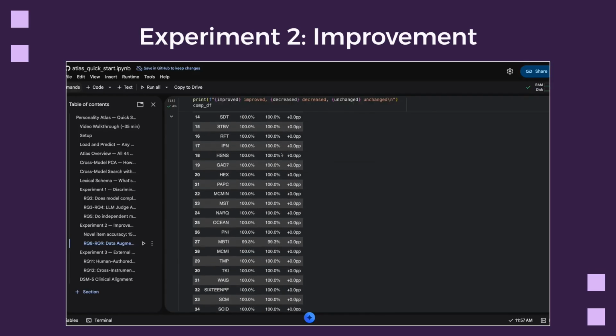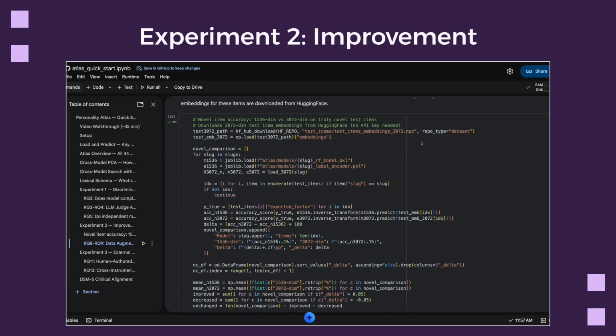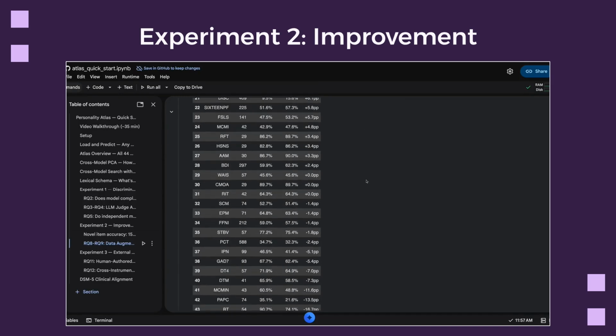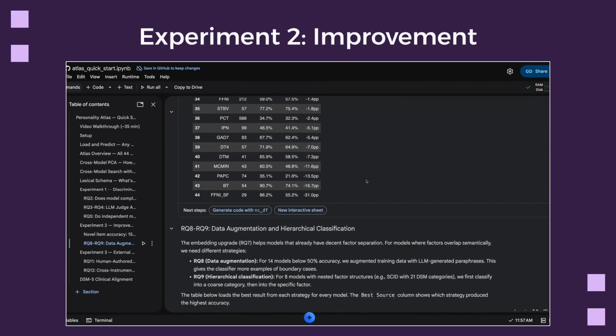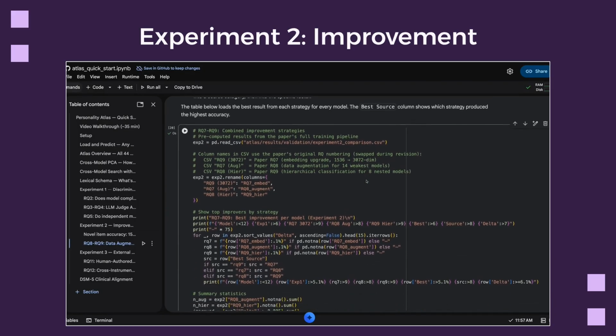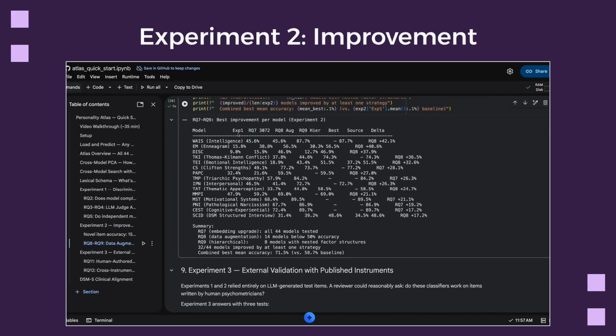RQ8. Does data augmentation help the weakest models? For the 14 models below 50% accuracy, augmenting training data with paraphrased boundary case items improved classification. Gives the classifier more examples of the hard distinctions near factor boundaries. RQ9. Does hierarchical classification help nested models? For 8 models with nested factor structures, predicting a coarse category first, then the specific factor reduced error. Avoids the cost of distinguishing across all factors simultaneously. No single strategy dominates. The right fix depends on why a model struggles. Combined, the majority of the 44 models improved by at least one strategy.